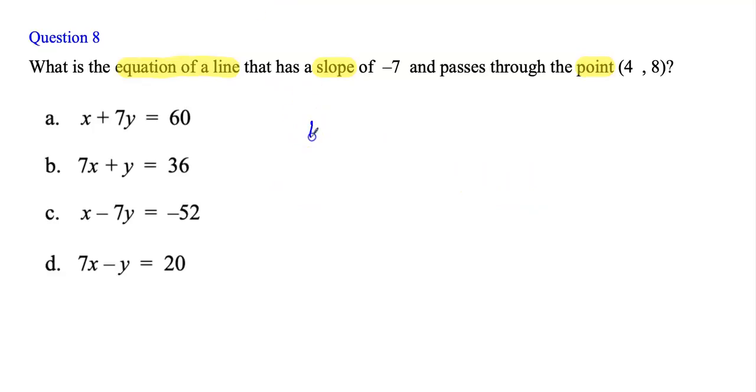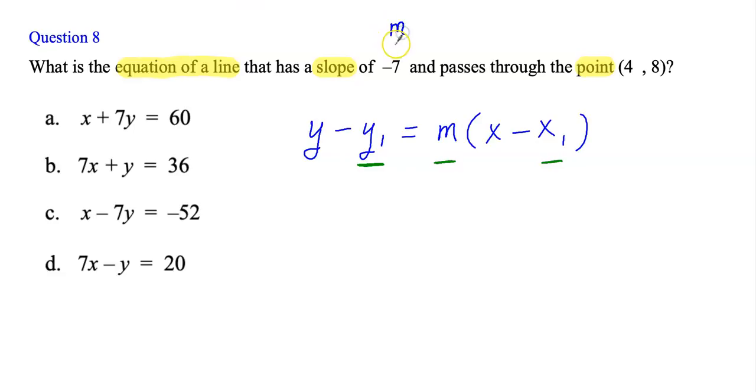y minus y1 equals m times x minus x1. Now when you're dealing with this equation here, you're going to be substituting in for 3 things. You're going to be substituting in for y1, for m, and for x1. You're just going to bring down the x and the y. So watch how this works. The slope is -7. So the m represents the slope. So this is my m value right here, -7.